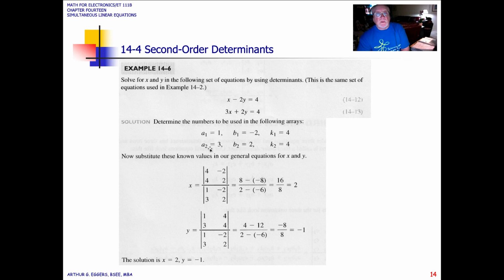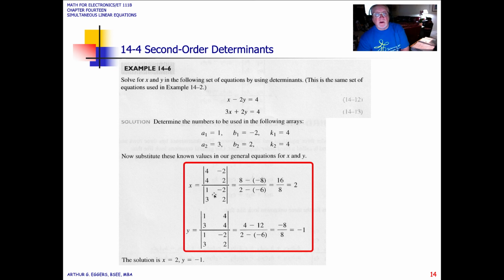We take our constants, K1 and K2, in the numerator, and we take minus 2 and 2 in the numerator for our b terms for x. In the denominator, recall that the denominator is the same for both of the determinants. So A1 and A2, B1 and B2 go into the denominator arrays: 1, 3, minus 2, and 2. And the same thing applies for the y.